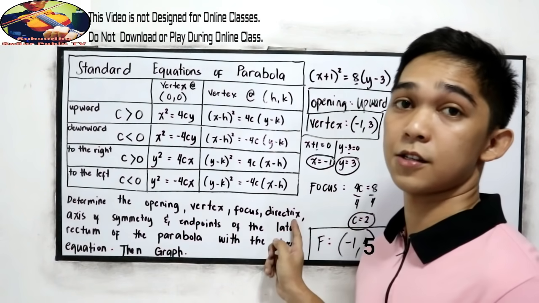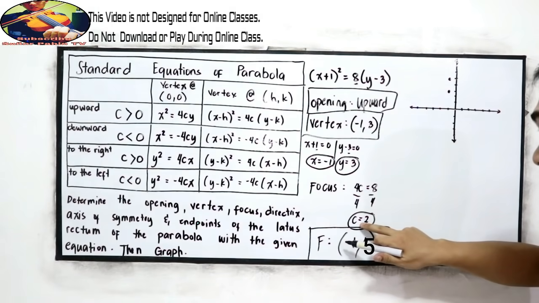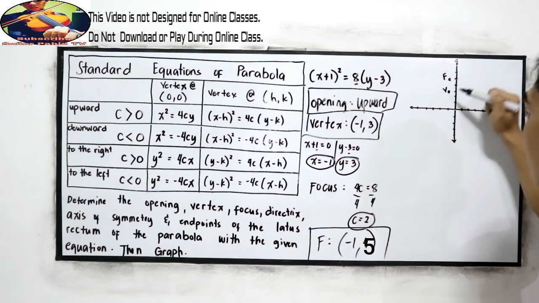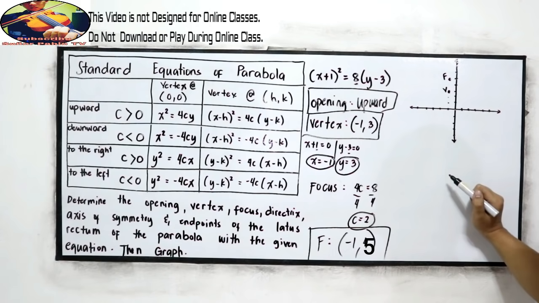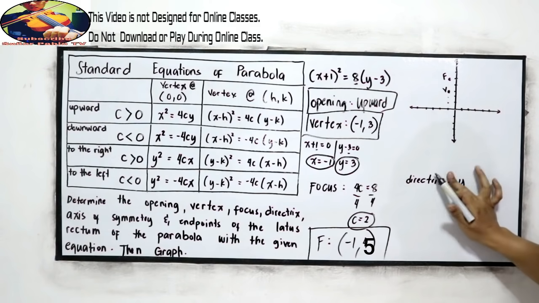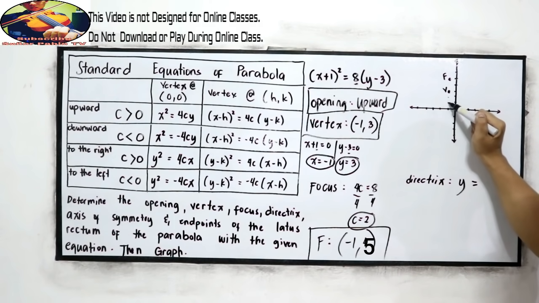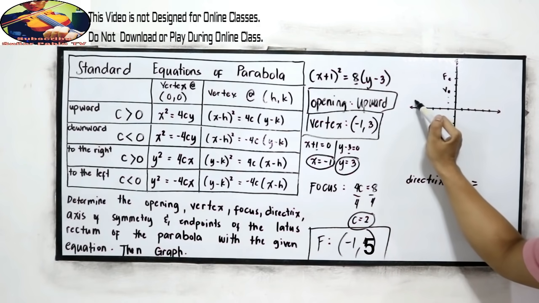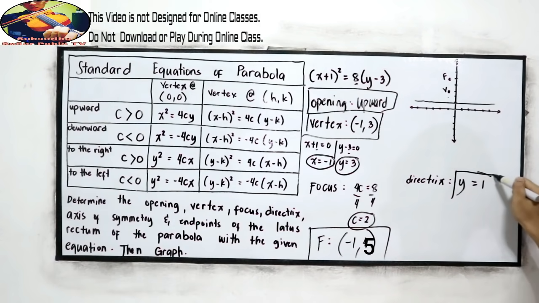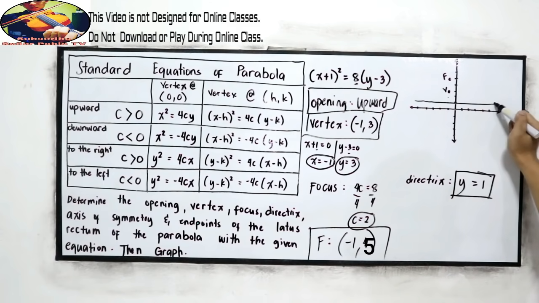Next, directrix. Since we have c, we're going to locate 2 units down from our vertex. This is our vertex and this is our focus. 2 units down, so 1, 2, okay. So that is the directrix. That is the value of y. Our equation is y is equal to, our y here is positive 1 because our directrix is a line. Y is 1. Box for final answer. This is our directrix.